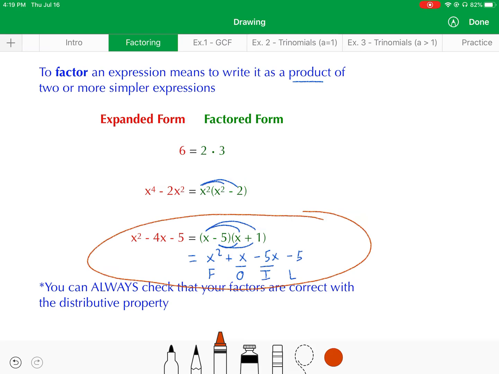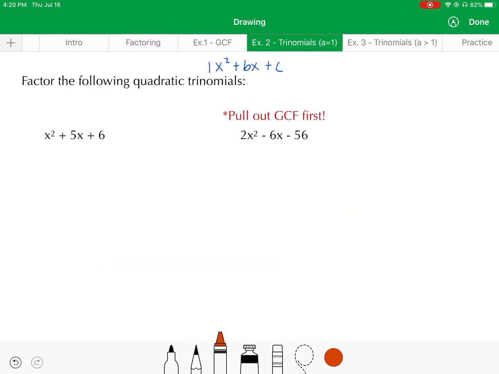So we just want to recall that the first part of FOIL, x times x, is what led you to this first term of x squared. The last part of FOIL, negative 5 times 1, is what leads you to this negative 5, the constant. And then finally, it's the outside and inside parts of FOIL that combine to give you the middle term of negative 4x. Okay, if you understand all that, you should be able to come up with your factors pretty quickly. Okay. All right, so back to here.